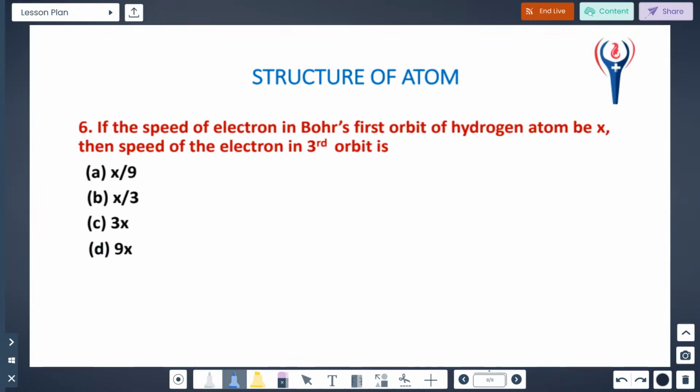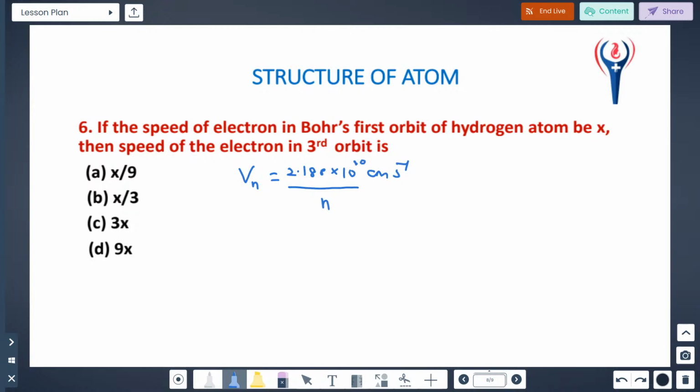See, if the speed of the electron in Bohr's first orbit of the hydrogen atom is x, then what is the speed of the electron in the third orbit? There's a relationship for the speed of an electron in an orbit. The velocity of the electron in the nth orbit is equal to 2.188 into 10 power 10 centimeter per second, divided by n, where n is the orbit number. So velocity and orbit number are inversely proportional.